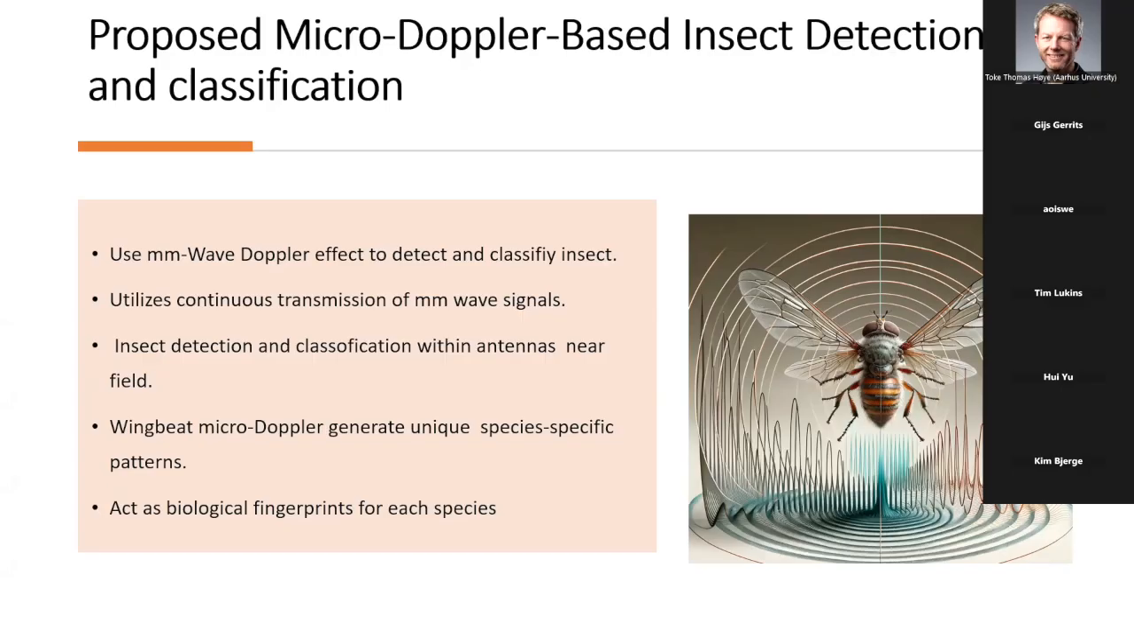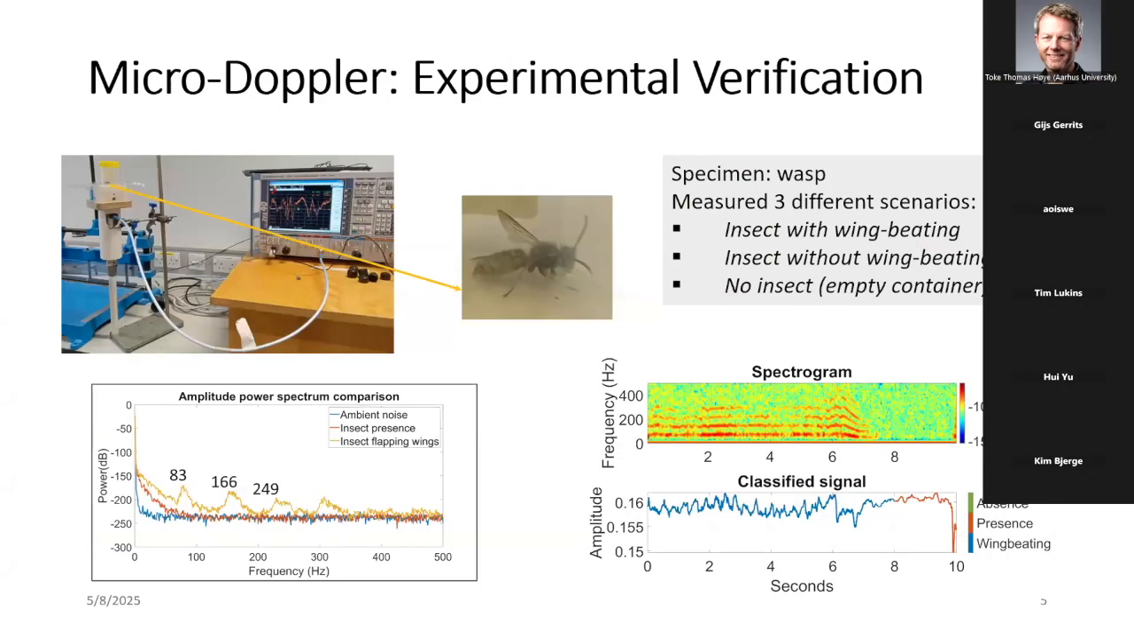And this wing flapping pattern could be different for different insect types, and maybe it would be species specific. This wing flapping pattern could act as a biological fingerprint. So this micro-Doppler pattern could be used to identify and classify the insect. In order to capture that, in experiments, we kept the insects near the millimeter wave antenna and captured the reflected signals from the insect wing flapping.